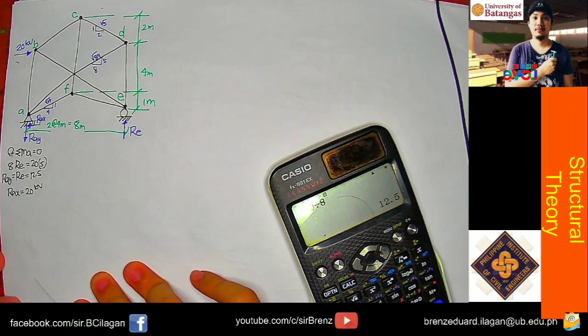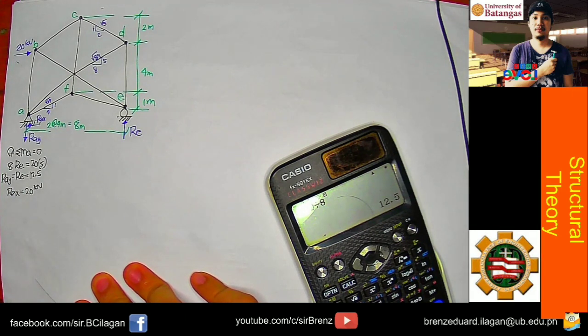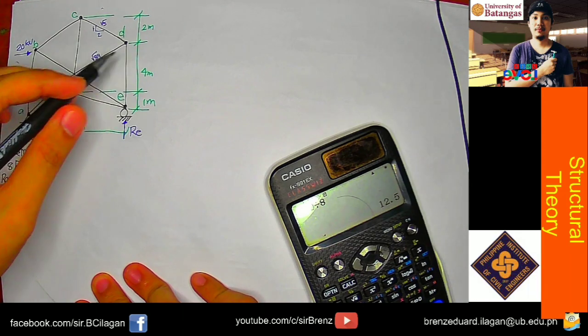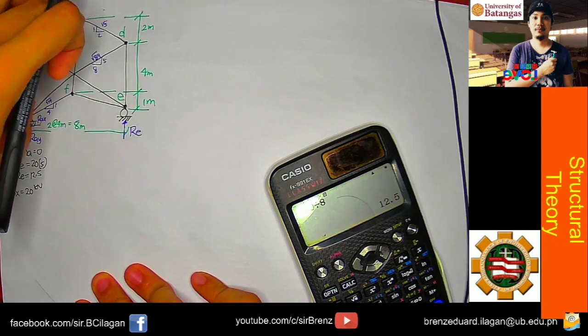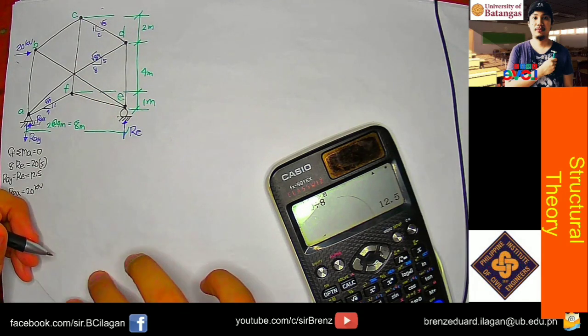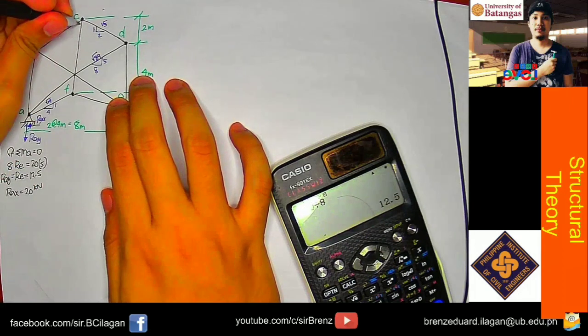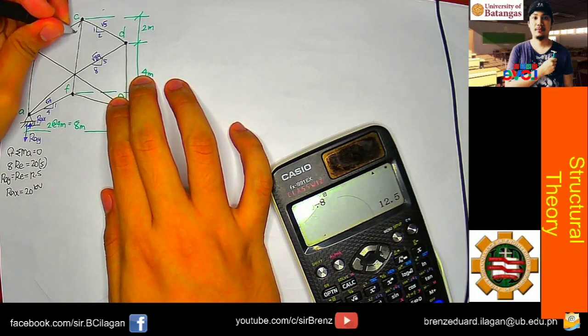Okay, so next, so apply na natin yung first step, which is the substitute method. So pili tayo ng member dito kung alin yung ililipat natin. So gawin ko na lang itong AD, ililipat ko sa AC. Or ang mangyayari, magkaaroon tayo ng panibagong member, which is this one. Okay?